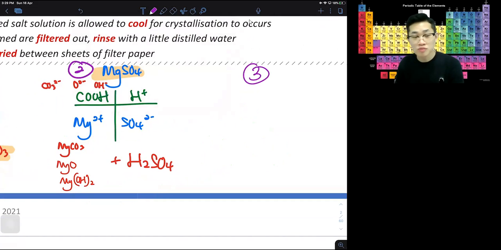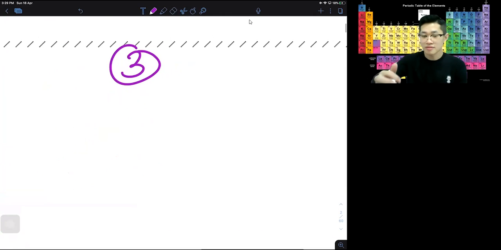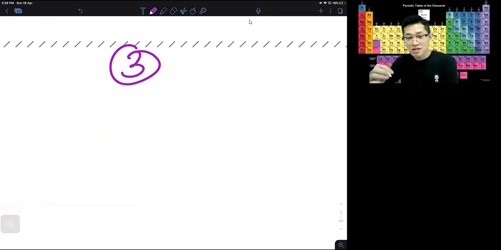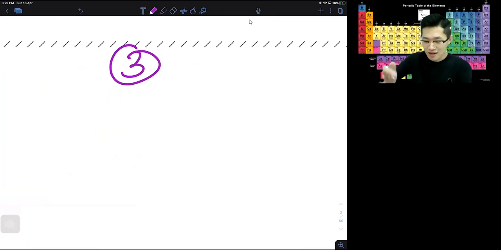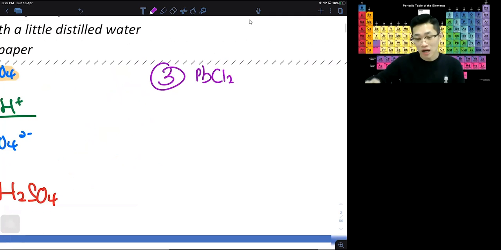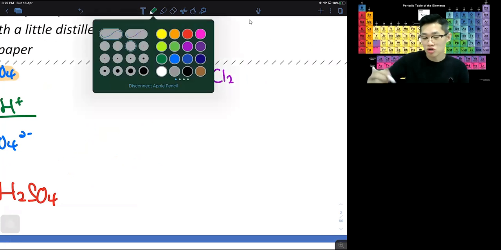Next, last is for the insoluble salt. Can anyone give me one example of insoluble salt? Example of insoluble salt, please. Oh, Malcolm, very good. Okay, many of you gave me lead something. Let me use lead, let's say lead 2 chloride, PbCl2. So the cross.